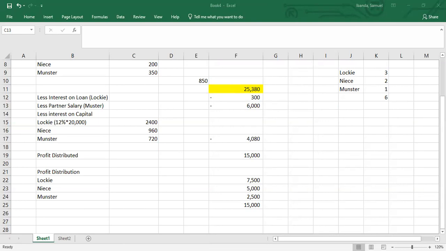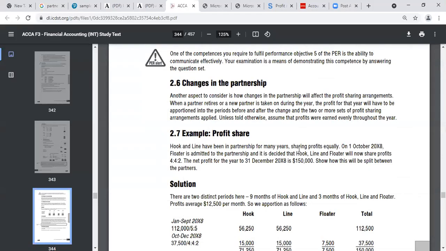After we have looked at that, the next thing I want us to look at is changes in partnerships. We have to realize that partnerships, like any other business, have more than one person, so we have cases of changes. And these changes definitely affect the profit sharing arrangement between the respective partners.